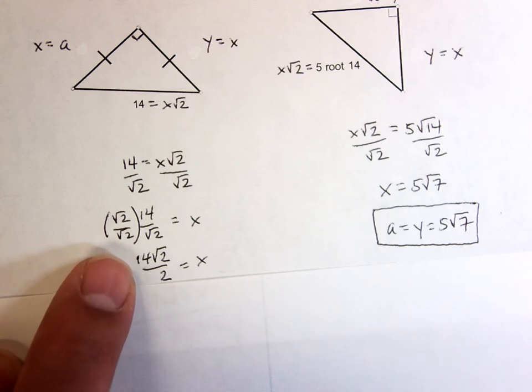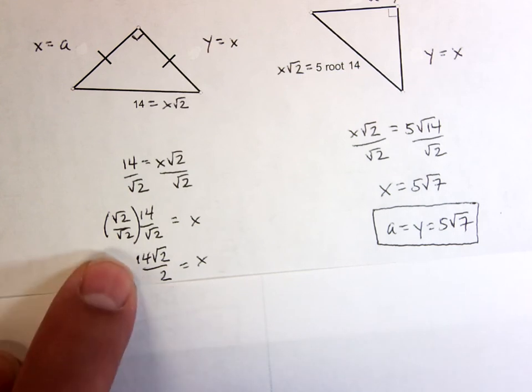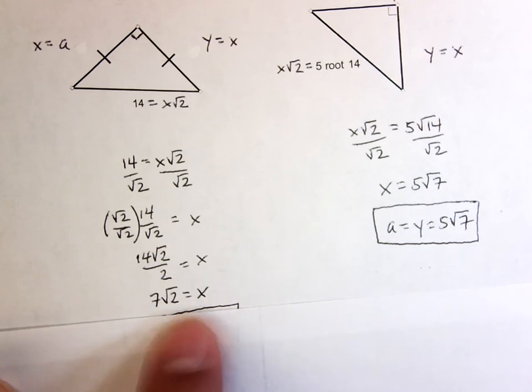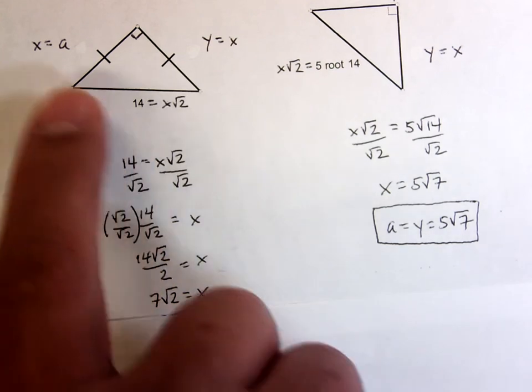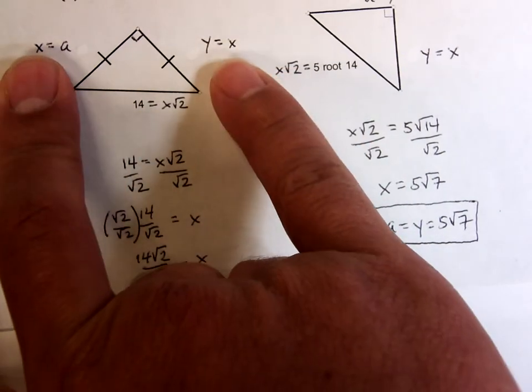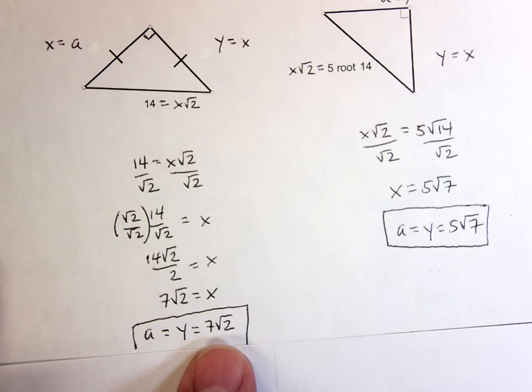This 14 is outside the box. This 2 is not in a box, so I can actually do that. 14 divided by 2 is just 7, and that 2 stays in the box. So x is equal to 7 root 2. We wanted to know what a and y were. A and y, we just said right here, are both equal to x. And so if x is equal to 7 root 2, then a equals y, which equals 7 root 2.